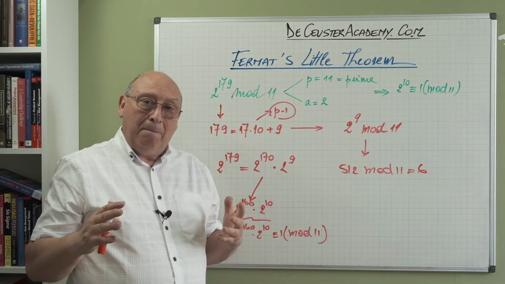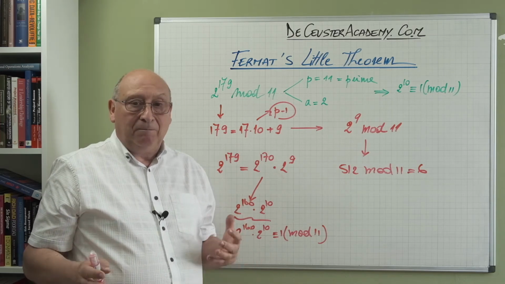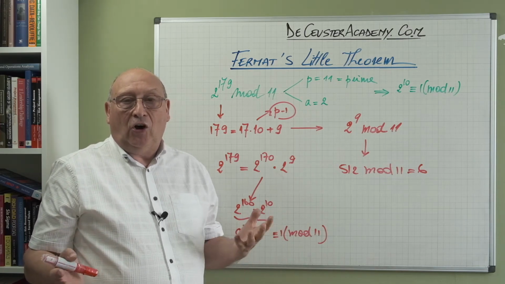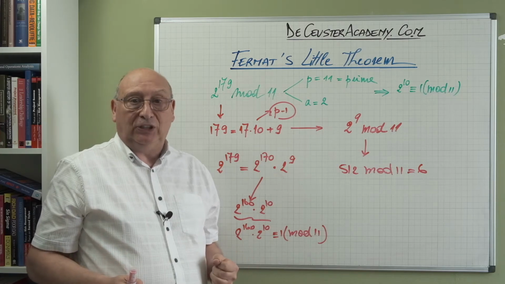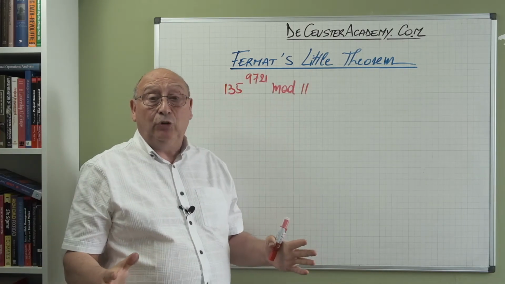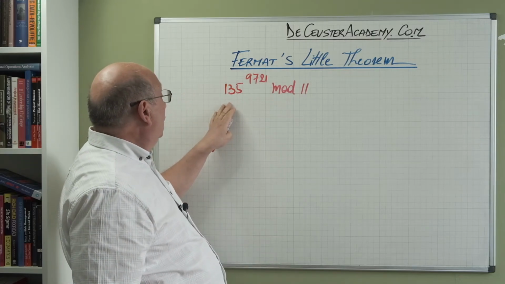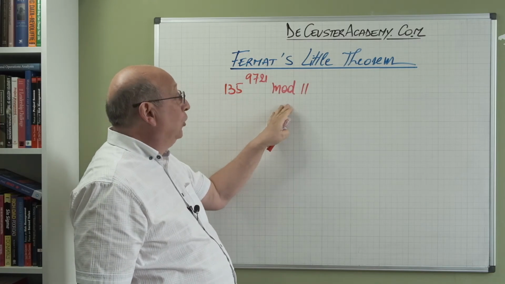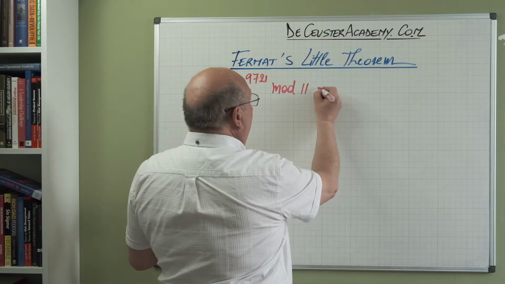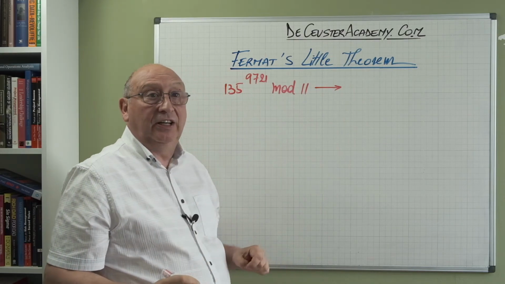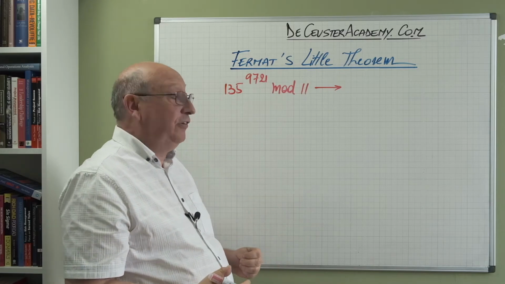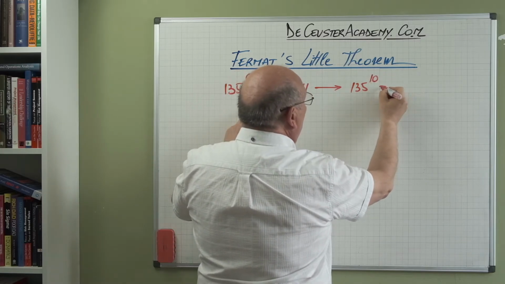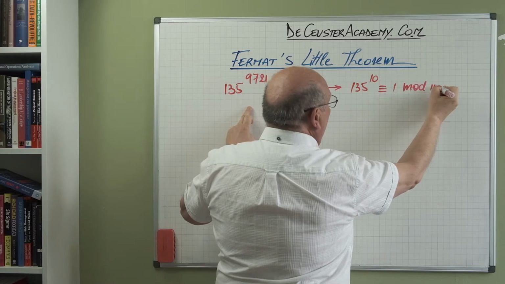Let's now go to the more complex exercise. We try to find the result of the number we saw at the beginning of this video. Remember the number I gave you at the beginning of this video? It was the 9721st power of 135 modulus 11. So basically what we have here, when we write the little theorem of Fermat, we can say that 135 to the power 10 is congruent with 1 modulus 11.